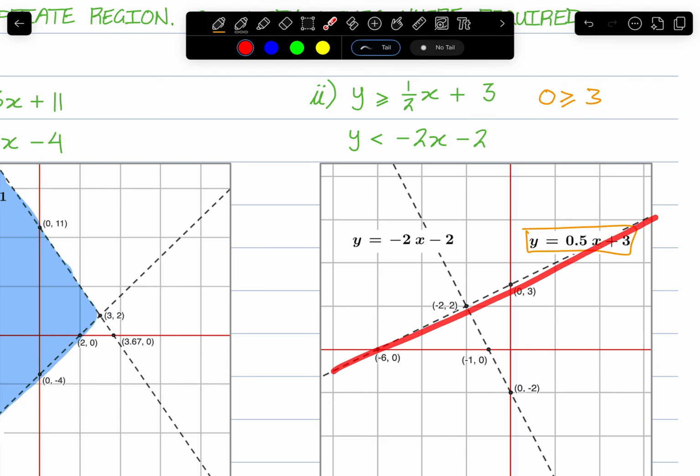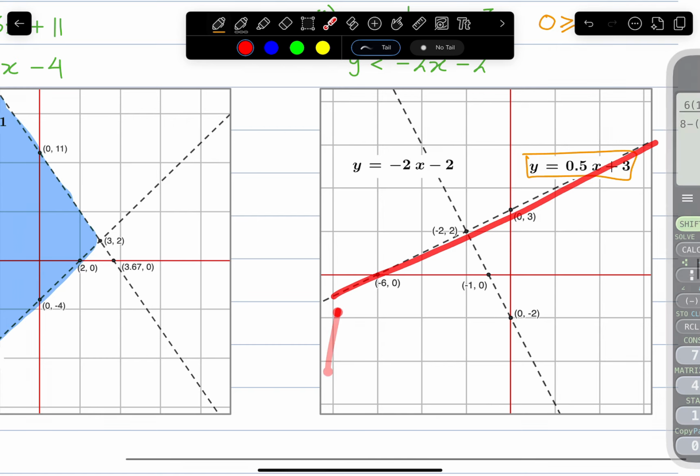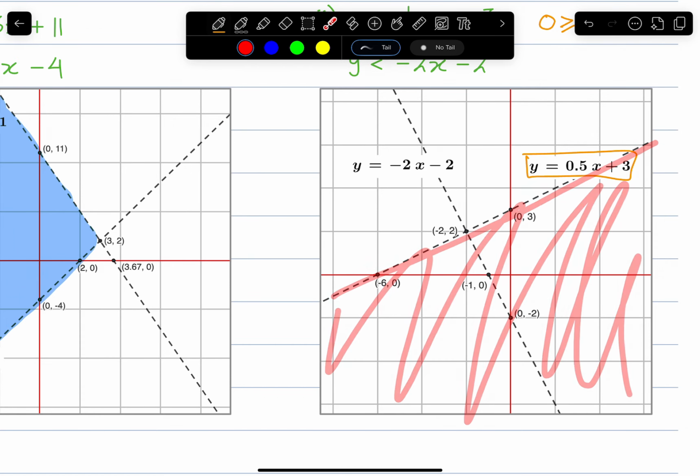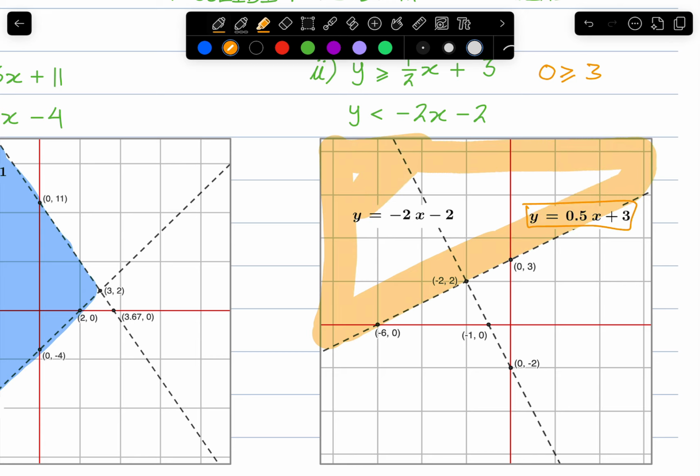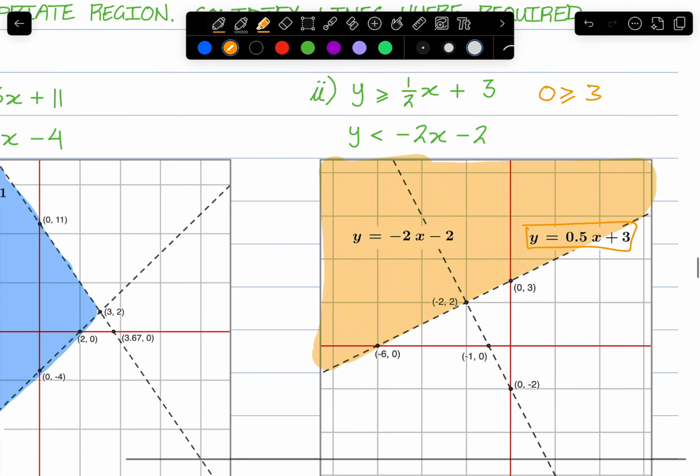So on this line, we are not shading this region. We are shading the other region opposite to this. So we are shading above this region here. Okay, there we go. So we've done that test.